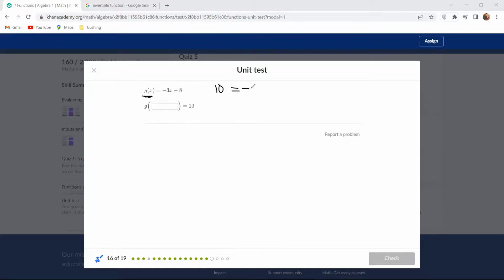So the function is negative 3x minus 8, and we know that we're going to put some number in that's going to magically make it 10. What number is that? Well, now we can just solve for it, which is cool. So let's add 8 to both sides. We get 18 equals negative 3x. Divide both sides by negative 3. X equals negative 6, because 18 divided by negative 3 is negative 6. So the input required to make the output 10 is negative 6.